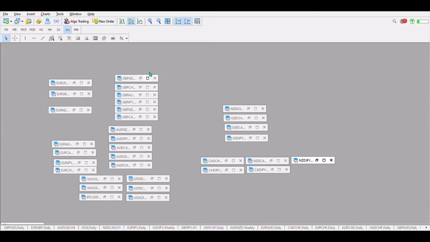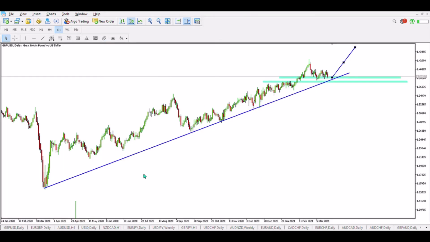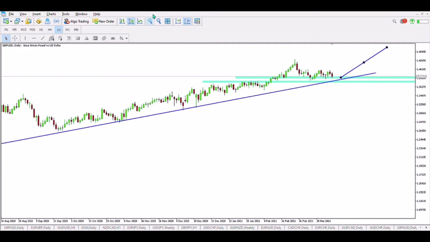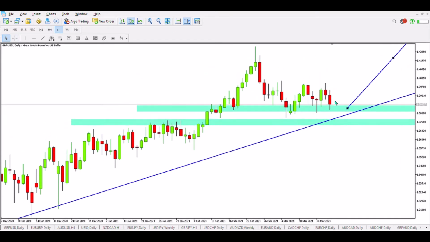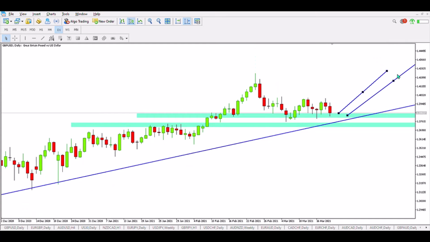Okay, let's go to the GBPUSD and see what we have here. This is my bullish uptrend and we can see that we are still in the range of the bullish uptrend. It's very possible, if the price respects these two support and resistance areas, that we continue going bullish like I have shown here. The first target will be, of course, these highs on the daily, and then these highs over here.